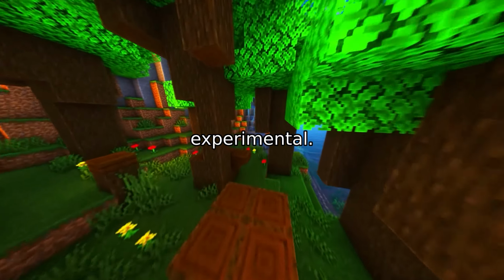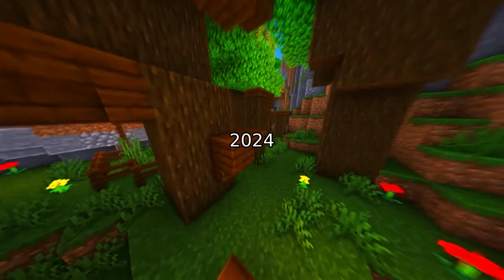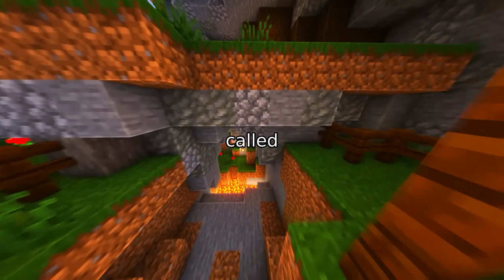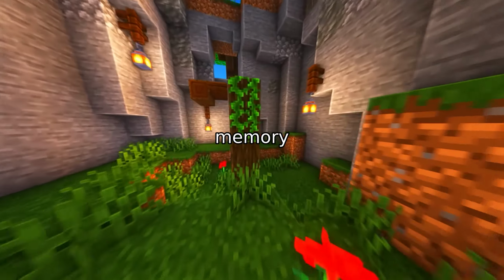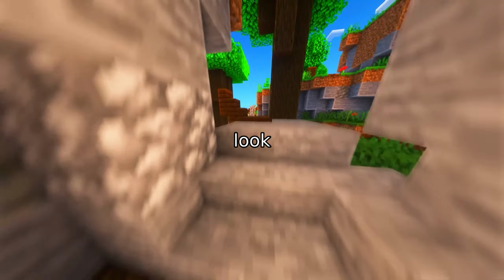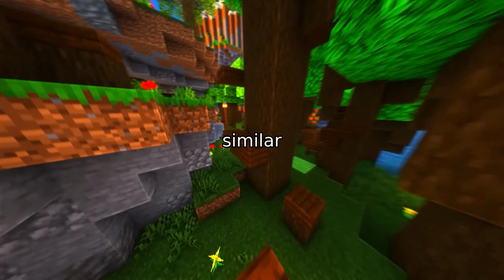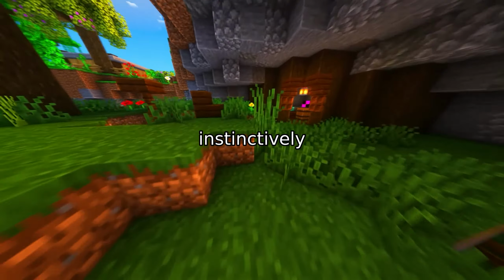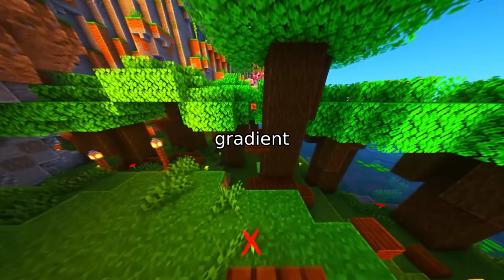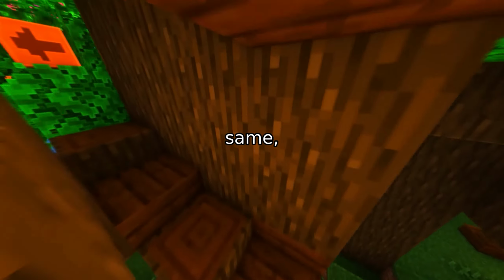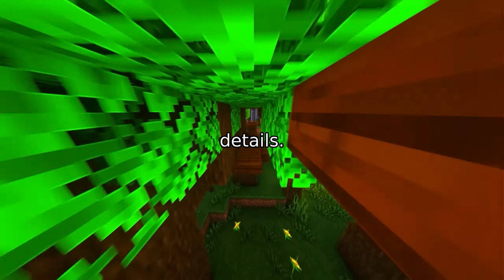Now let's get a bit experimental. Mamba and MambaIR, 2024-2025, use something called state space models. Think of them as AI memory systems. These models don't just look at a single image, they remember patterns from similar images. Ever notice how humans instinctively know how a tree's bark or a sky's gradient should look? These models do the same, filling in gaps with natural, realistic details.